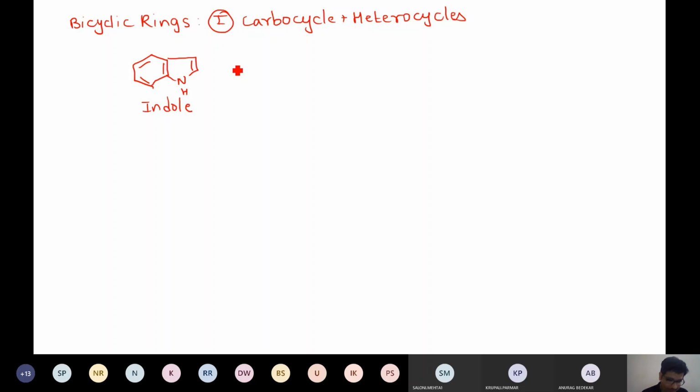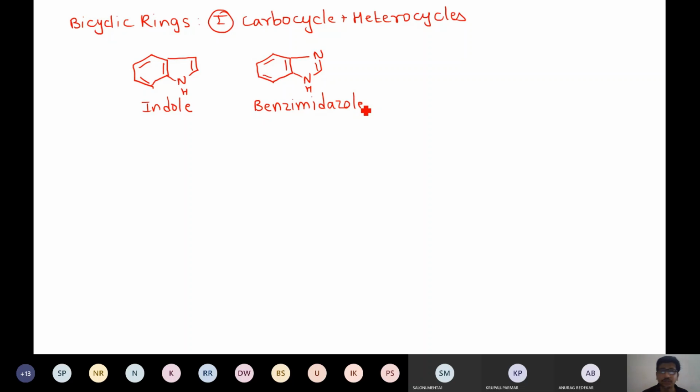Okay. So the next ring is a benzene ring fused with an imidazole. So the name is very simple, benzimidazole. Okay. So the common name is benzimidazole. Now you will be learning about anthelmintic drugs which contain this benzimidazole ring. All right. So it is part of many anthelmintic drugs.